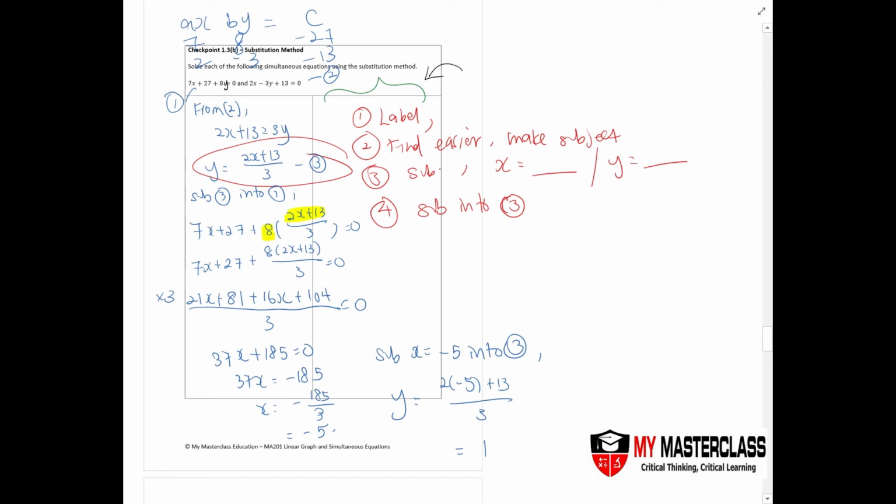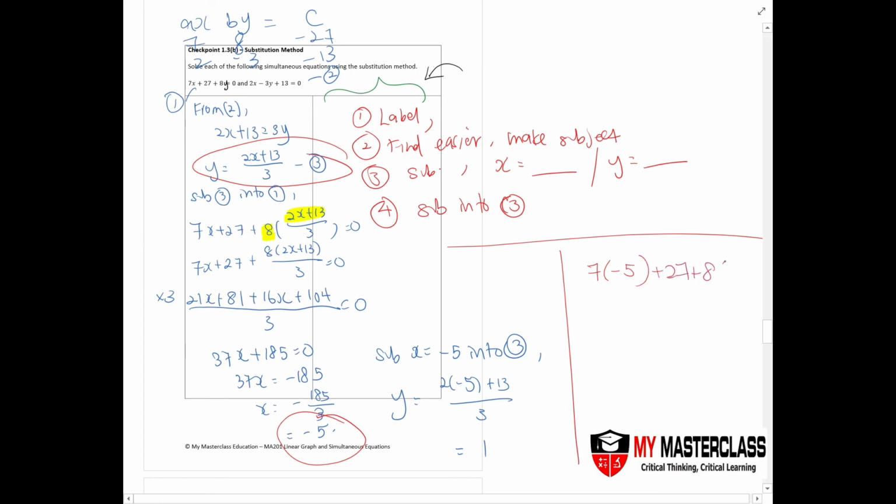There is also another way. If you are a little bit confused about the steps on your calculator, just sub x equals negative 5 into your equation. For example, I should have 7 multiplied by negative 5 plus 27 plus 8 times 1 to give me 0. Do you get 0? Or you can take 2 times negative 5 minus 3 times 1 plus 13. Does that give you 0? If it gives you 0, you're perfectly correct.